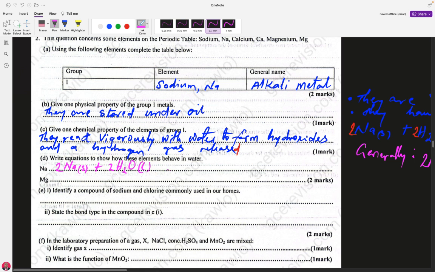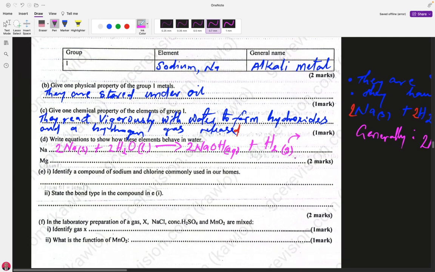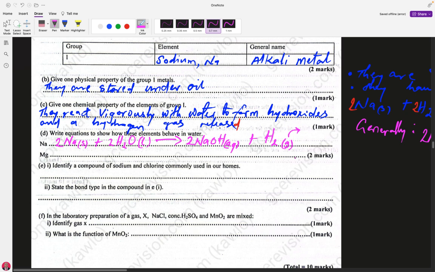What is being produced? An alkali solution, not alkaline, alkali solution: sodium hydroxide, which is aqueous. That's a solution, that's why I'm saying aqueous, plus hydrogen gas that is released to the outside. That is the general equation that you can write in such a situation.